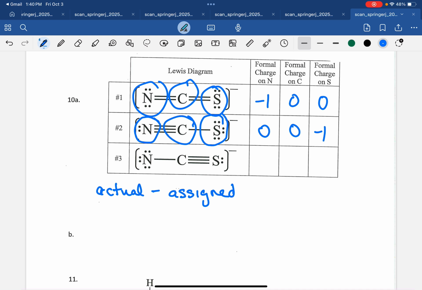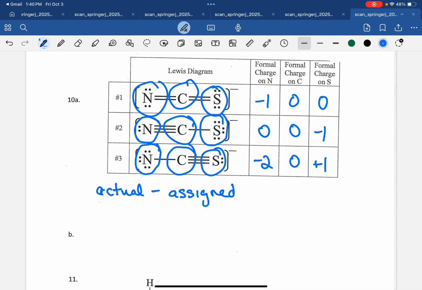And on number 3, nitrogen starts with 5. It now has 7. So 5 minus 7, minus 2. A bit of a red flag when you see numbers bigger than 1. So that minus 2 is probably not going to work. Carbon starts with 4, ends with 4. That's 0. Sulfur starts with 6, ends with 5. So that's a plus 1. Okay, so we have assigned formal charges to each one.